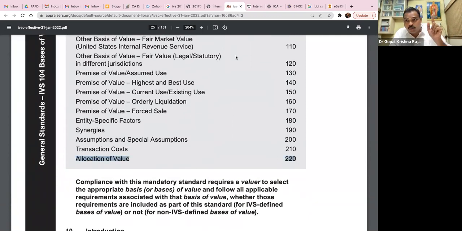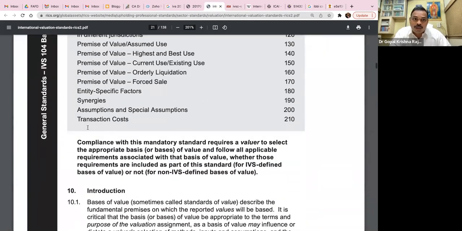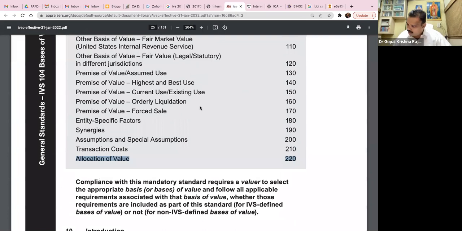Because in 2020, only 210 was there. Look at this, only up to 210, transaction cost. So all things are same. Word by word, full stop by full stop, comma, everything is same. No change. Including font size. Arial font only they have used. Font number, if I'm right, 12 or 12.5 they have used. That is also same. Nothing they have changed. But 220. So this is with respect to basis.